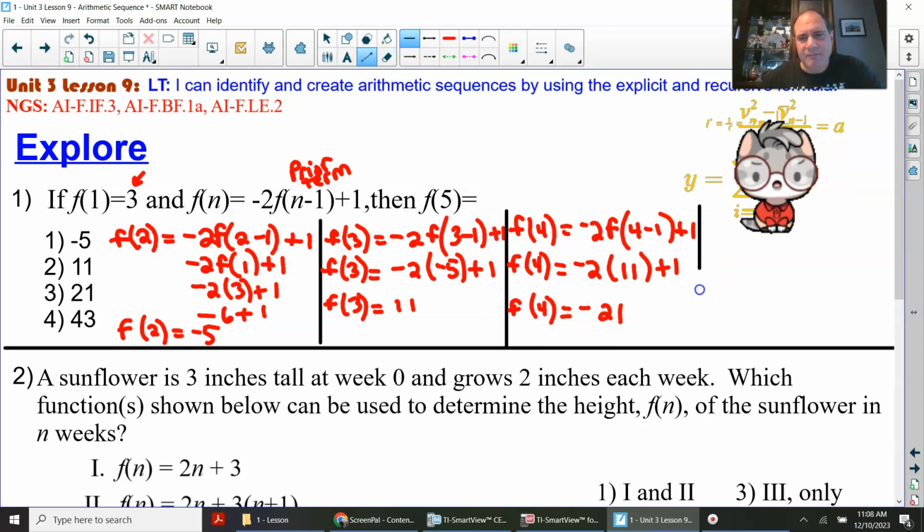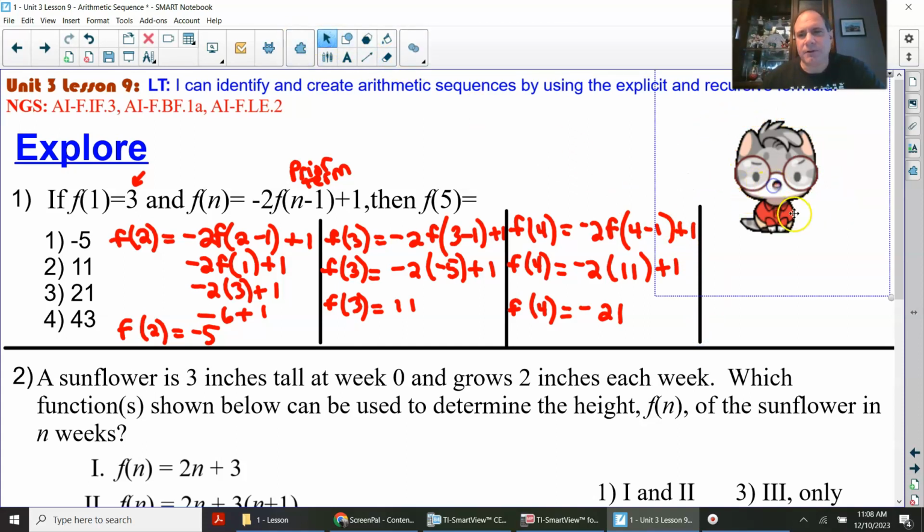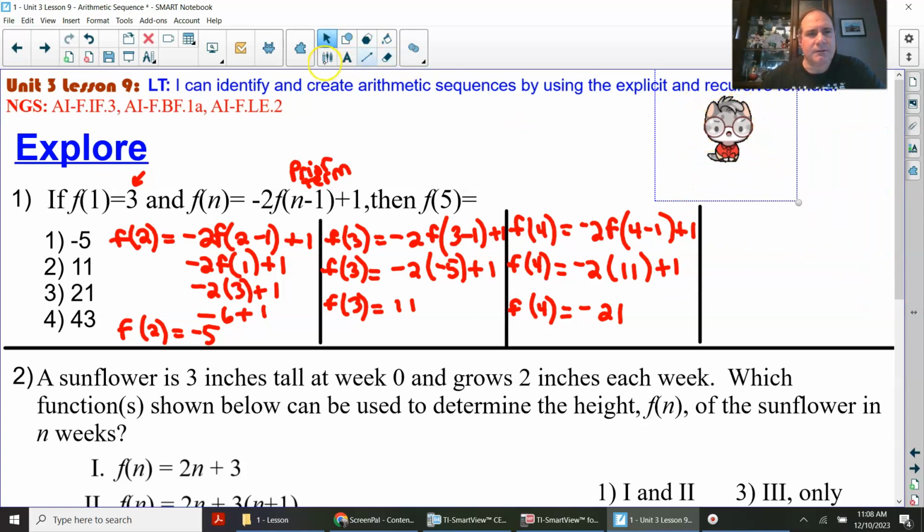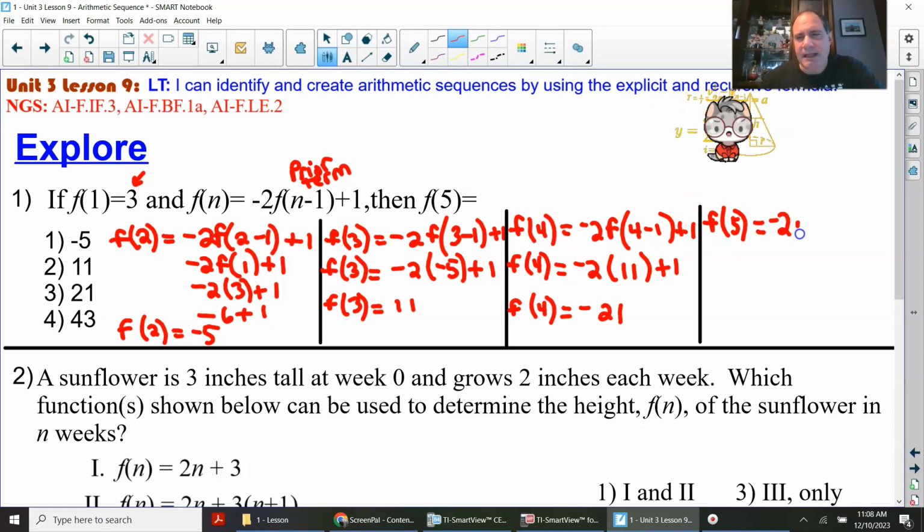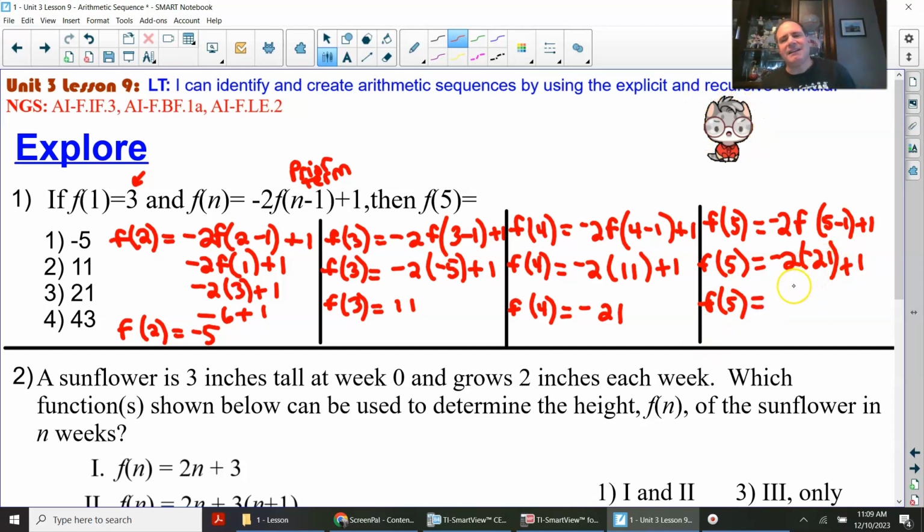And then f of 5. F of 5 equals negative 2 times f of 5 minus 1, plus 1. So f of 5 is negative 2 times f of 4. F of 4 is negative 21. That's the prior term, plus 1. F of 5 equals negative 2 times negative 21. That is a positive 42, and plus 1 is 43. So that's the answer.